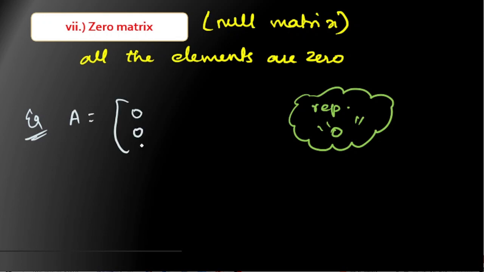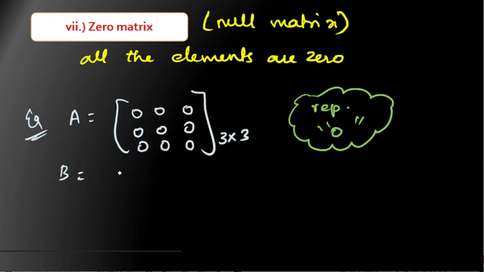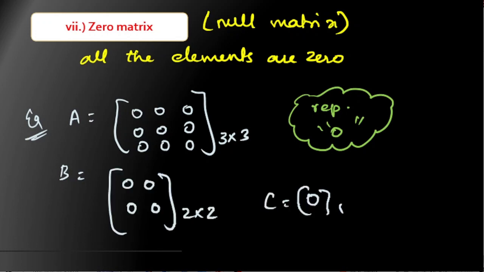This is an example of a zero matrix, a 3 into 3 matrix. This is a 2 into 2 matrix, and this is a 1 into 1 matrix. So these are examples of the zero matrix. Clear? A 1 into 1 matrix, a 2 into 2 matrix, a 3 into 3 matrix.